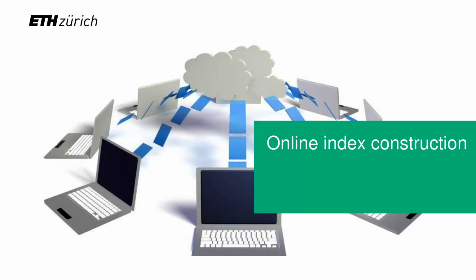But there is a problem, because once you have downloaded the internet and indexed it, the internet has changed. There are new web pages, the content of the page has changed and so on. So what do you do? You do it all over again, right? So this is one of the issues. And this is what we call online index construction.